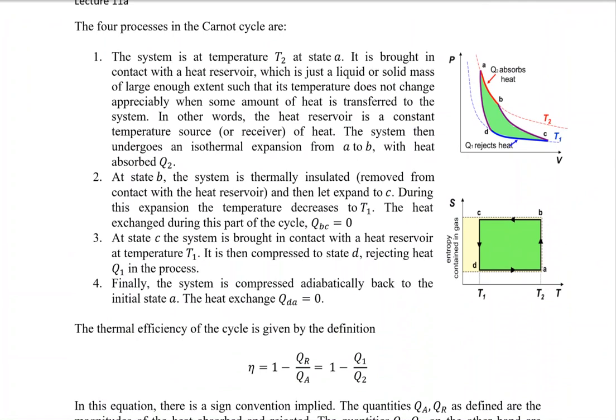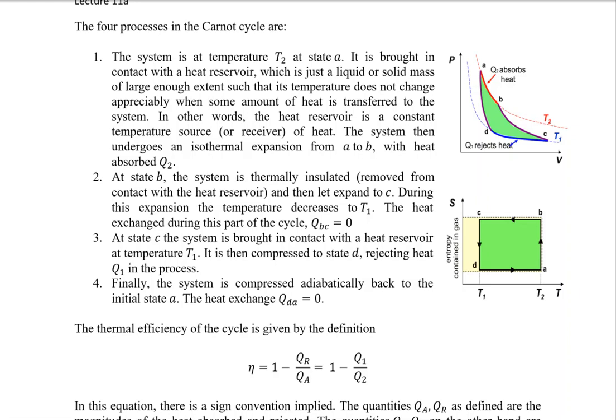So we are having four processes now. Process from A to B, which was when we are having the temperature constant and there was heat absorption in a system. We are having a process from B to C when we have removed the reservoir. That means we are not supplying heat into and out of the system. So the process was adiabatic process.